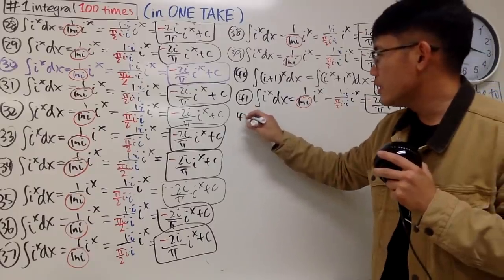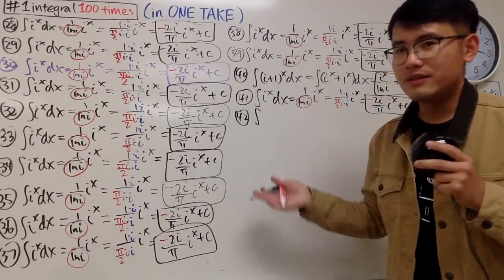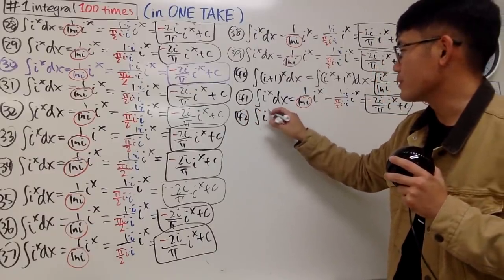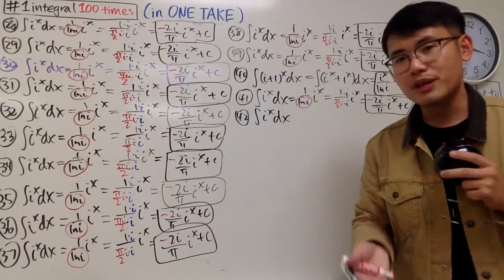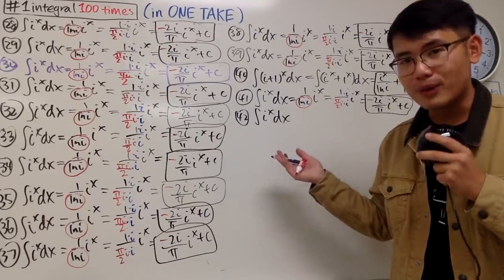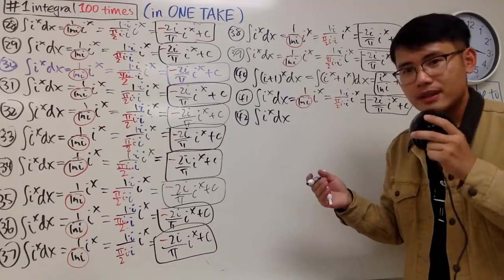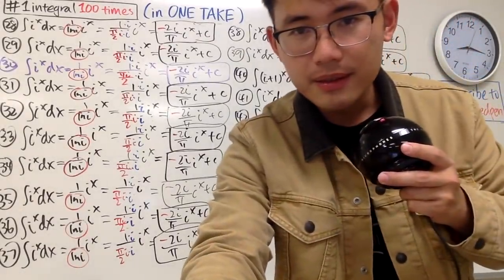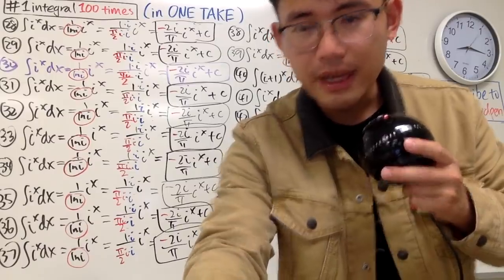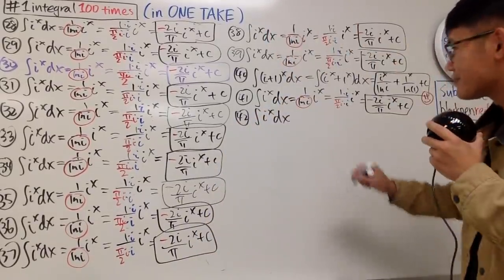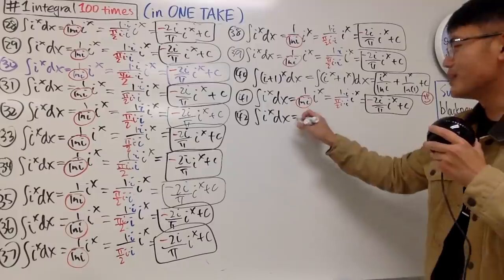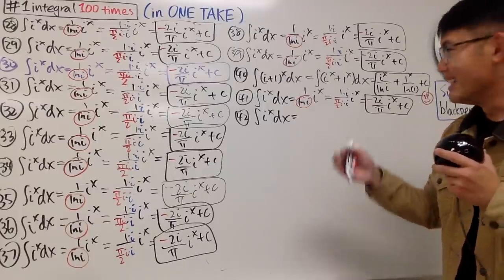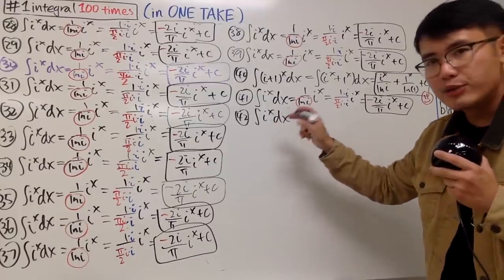Now, number 42. For some reason, I sound like Iron Man, I don't know why. I'm going to show you guys how to integrate i to the x power. I think you guys can hear me, right? Yeah. Cool. Now, I don't know why I tell you guys this, it's not like live chat, but whatever. Anyway, I will show you guys how to integrate i to the x power.